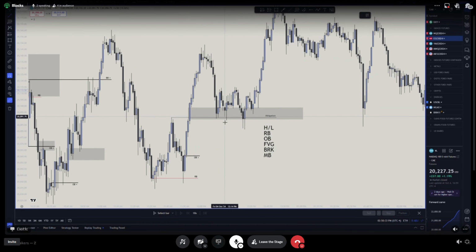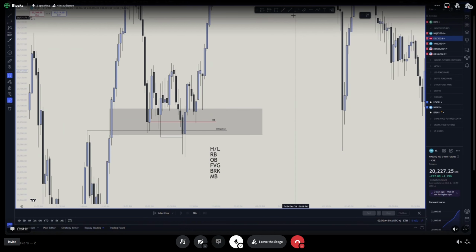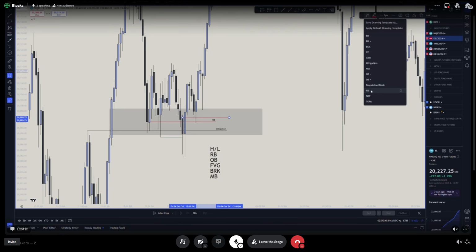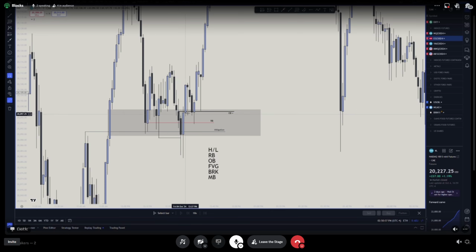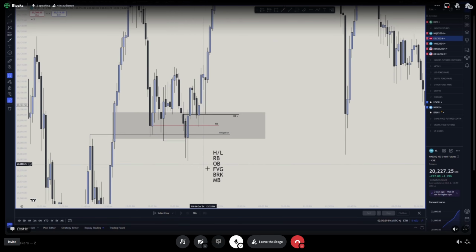Right, and what do you have in here? You have your sweep. You have your rejection block, right? Again, right, what do you have here? You have your order block come into play right here, right? Yeah, you could also use this one here if you wanted to. Not a big deal. Either one works. Order block here. So what do we have? High and a high or low, rejection block, order block.